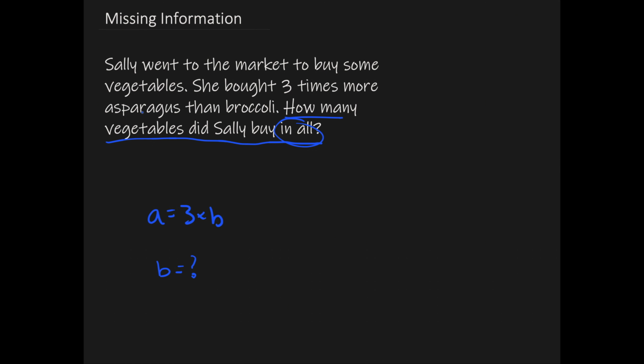Let's say we added a sentence that says we have 5 broccoli. Now we can actually solve. Because we have 3 times more, and we know that broccoli equals 5, 5 times 3 equals 15. Then we do 15 plus 5 because, like I said, it's in all, so we have to have a total. 15 plus 5 is 20. Our answer would be 20 in all, right?